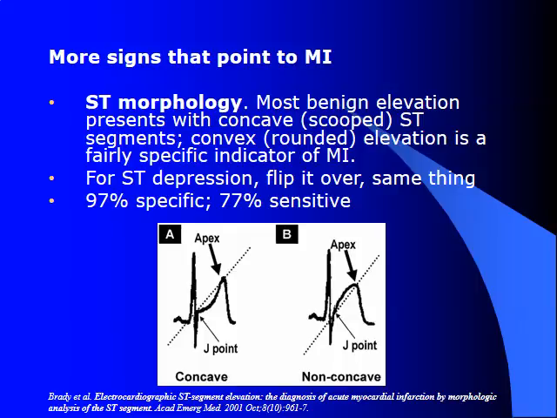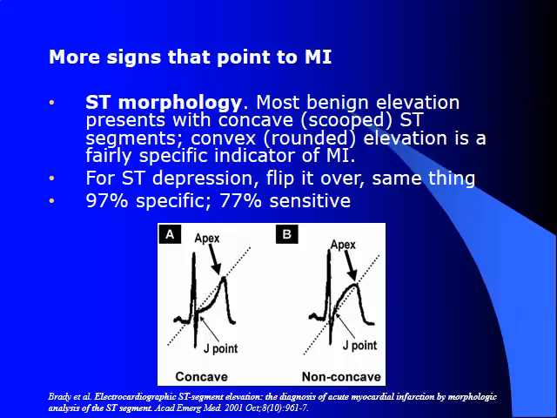So in our example down here, you look at example A and draw a line from the J point of the QRS complex to the apex of the T wave. If there's a straight line and the ST segment scoops beneath it, this is a convex ST segment.